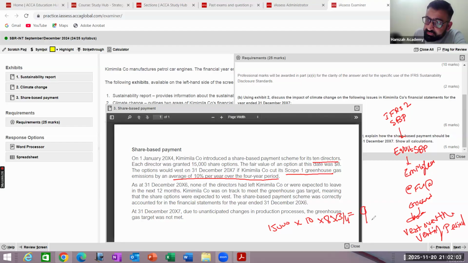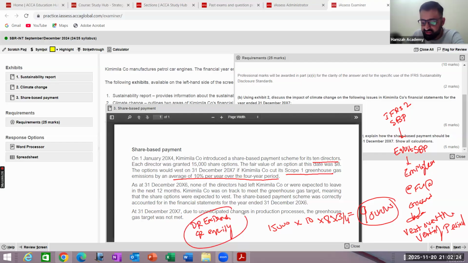$90,000 into 10, yes, $9 lakh. This has been recognized till December X6 by debiting expense and crediting equity till December X6.